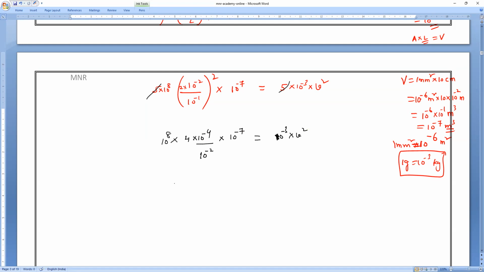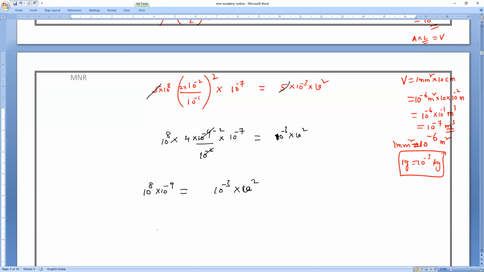Now you can cancel whatever you have. I will make it 10 power 8, 10 power minus 4, 10 power minus 7. Try to cancel everything. 10 power 8 minus 4, and minus 4 and minus 2 get cancelled, so I get minus 2 here. So now what is remaining? 10 power 8, 10 power minus 2, 10 power minus 7, which is 10 power minus 9, equal to 10 power minus 3 into v square.